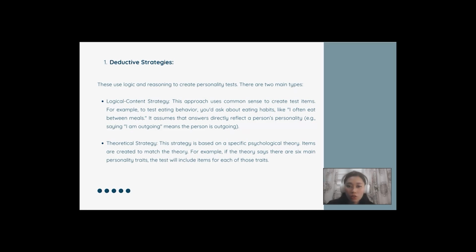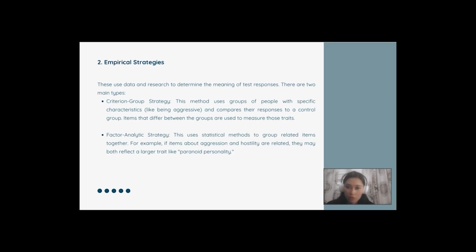Second strategy is the theoretical strategy. This strategy is based on a specific psychological theory. Items are created to match the theory. For example, if the theory says there are 6 main personality traits, the test will include items for each of those traits. A test based on a theory of 5 personality traits. Questions are created to measure specific traits like emotional stability.